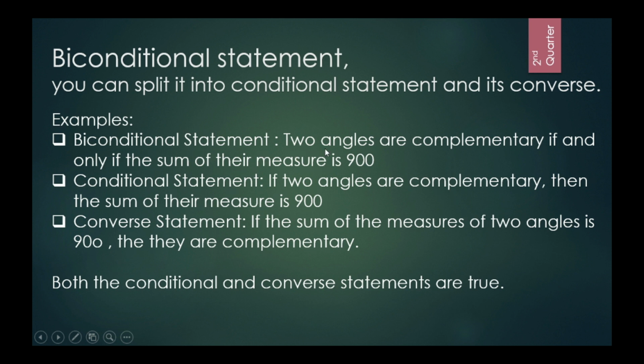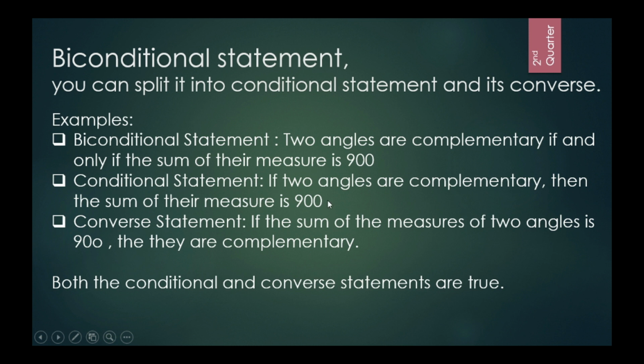Now, based from this biconditional, pwede nating ma-identify na yung two angles are complementary. No? That is our hypothesis. And the conclusion is, if the sum of their measure is 90 degrees. That is not 900, no? Correction tayo doon. That is 90 degrees. Nagkamali lang yung last na 0. So, that is 0 na maliit sa taas, no? 90 degrees. So, our conditional statement will be, if two angles are complementary, ayan na, paghihiwalay na natin, ha? Eto na, if two angles are complementary, then, pumasok na yung ating then statement. The sum of their measure is 90 degrees.